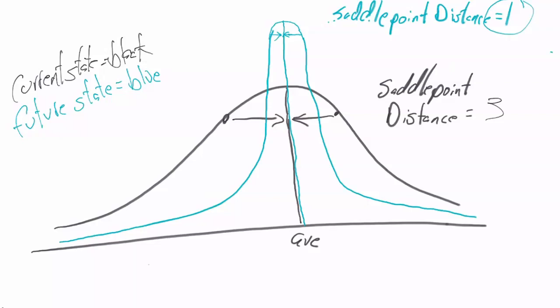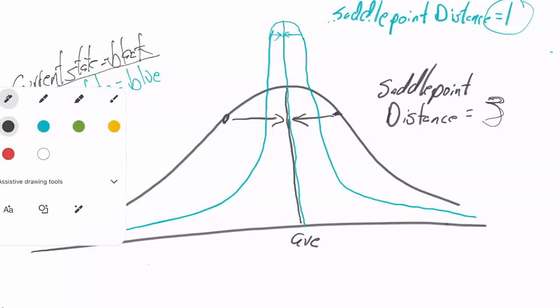All right, in this next example, I've got 2 data sets. Let's call the black histogram, the black bell-shaped curve, our current state data. And when I measure out the saddle point distance from where the saddle point is to the mean, I get a value of 3. Just an arbitrary number. It could be 30, it could be 50. I'm just going to say it's about 3 units away.